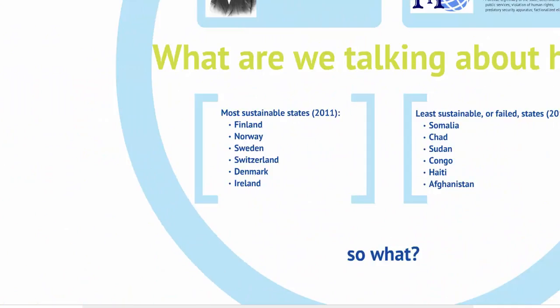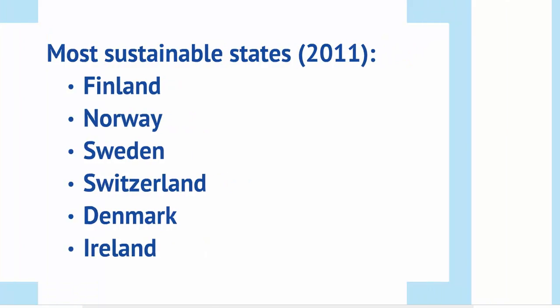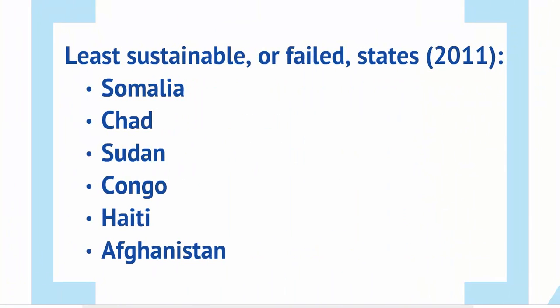So here you can see the most sustainable states in 2011. You might notice that Scandinavia, those countries in Northern Europe, seem to have the market cornered. Here are the least sustainable, and these are really failed states in 2011. And you can see these are actually mostly in Africa.